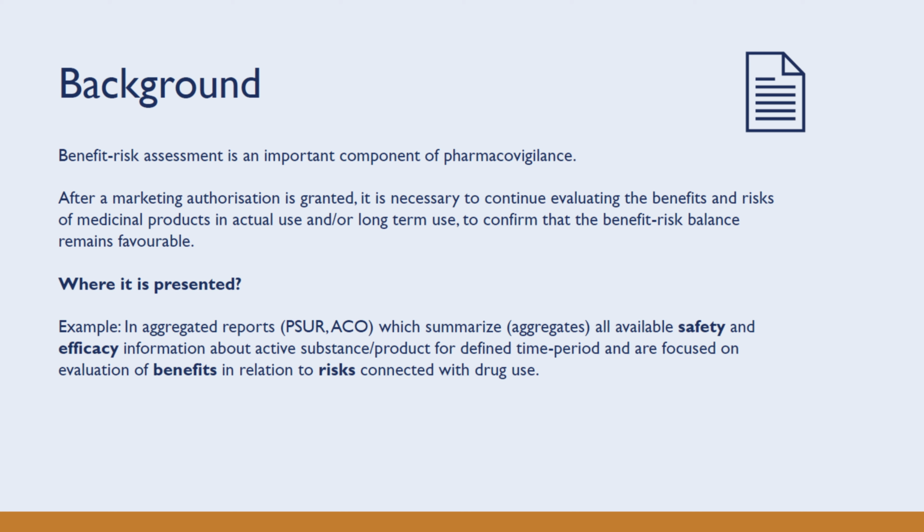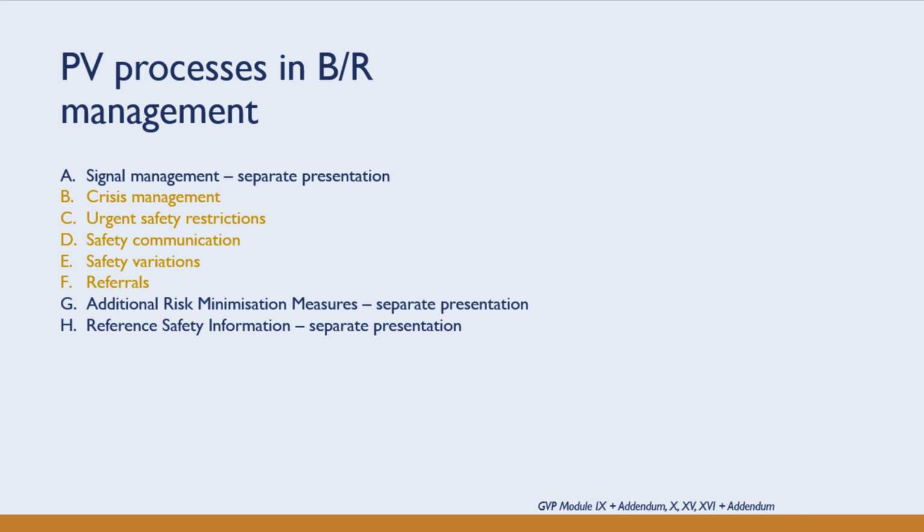Background. We must emphasize the importance of continuous benefit risk assessment even after a medicine has received marketing authorization. Periodic Safety Update Reports, PSUR, and Adverse Condition Outcomes, ACO, are examples of how ongoing evaluations are conducted to ensure that the benefits of a drug consistently outweigh its risks. These examples serve to highlight the dynamic nature of pharmacovigilance activities, which are critical to adapting to new safety data and emerging health concerns.